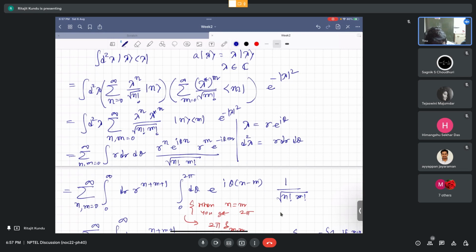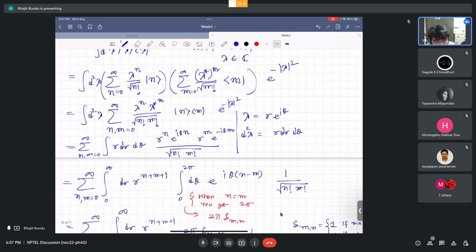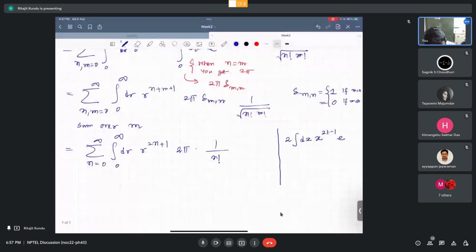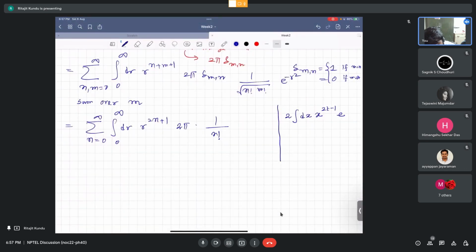When I'll be substituting lambda equal to r e to the i theta, it will just become e to the minus r square. Then e to the minus r square, and e to the power minus r square, and e to the minus r square as well. So minus t square is minus x square.